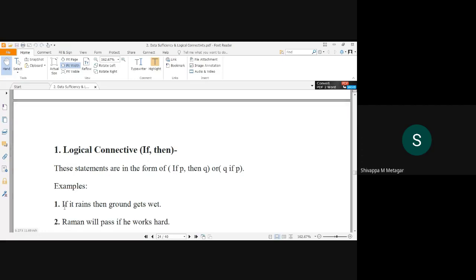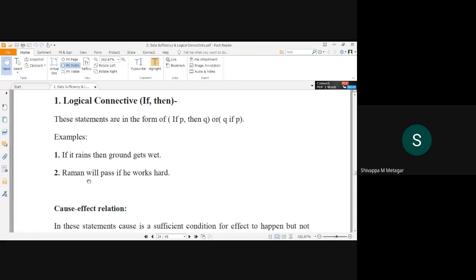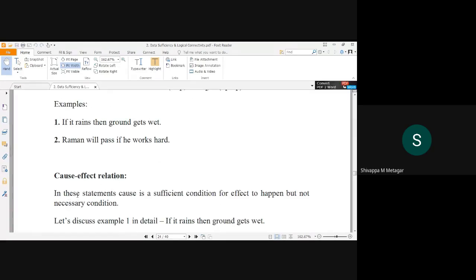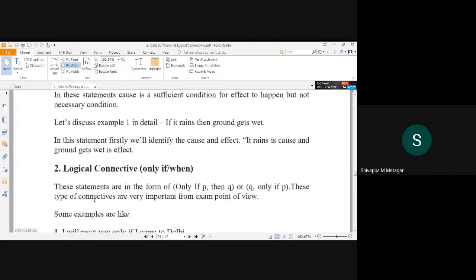The first example they have given is: if it rains then the ground gets wet. The second example is: Raman will pass if he works hard. In these we have to find out the cause and effect relation. In these statements, the cause is a sufficient condition for the effect to happen, but not a necessary condition. Let us look at discussions 1 and 2.